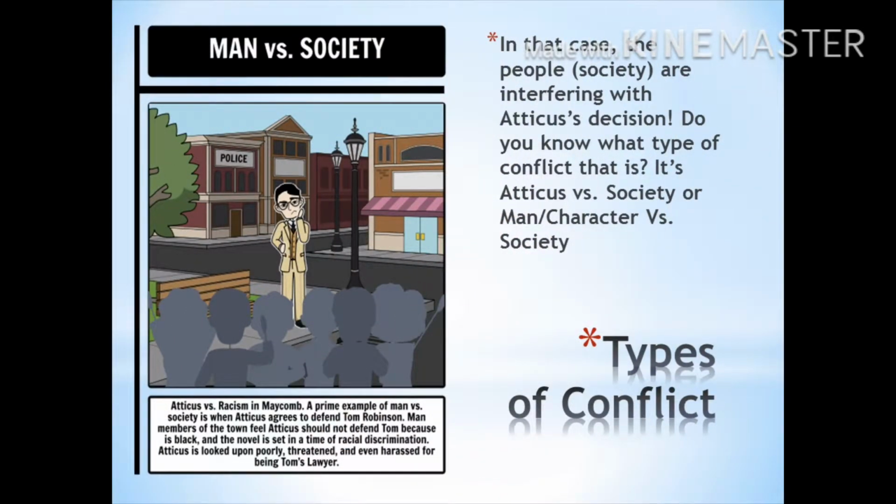In the example of the story To Kill a Mockingbird, Atticus agrees to defend Tom Robinson. Many members of the town feel Atticus should not defend Tom because he is black. And the novel is set at the time of racial discrimination. Atticus is looked upon poorly, threatened, and even harassed for being Tom's lawyer. In that case, the people are interfering with Atticus' decision. Do you know what type of conflict that is? It's Atticus versus society. Or we could say man or character versus society.